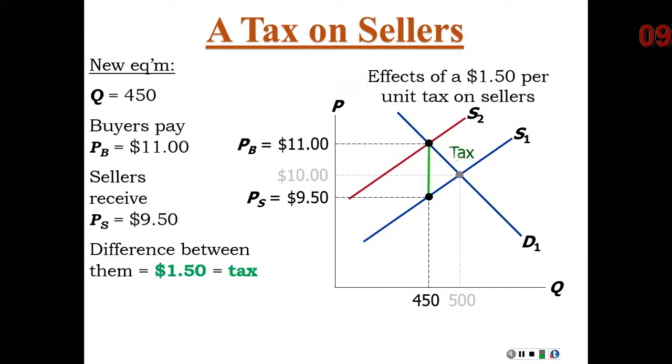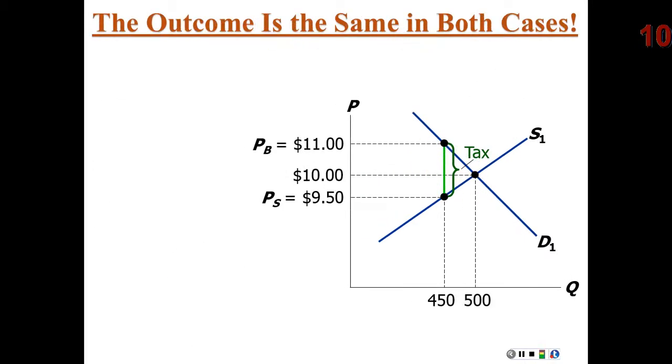Okay? Now, notice the difference between the price buyers pay and the price sellers receive is exactly the size of the tax. Notice that we still, in this situation, have a tax wedge between the price buyers pay and the price sellers receive. Notice that the size of the market decreases as well, just like the tax on the buyers. In fact, what do you notice in both of these cases? It's the exact same outcome, right?